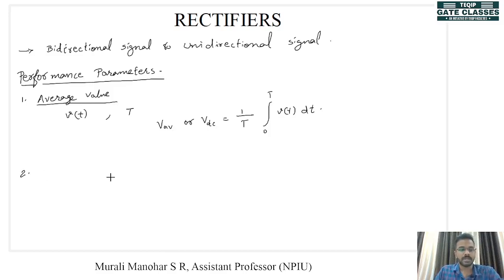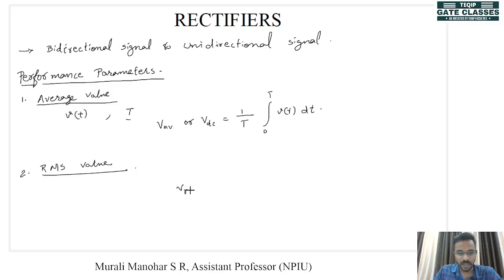Second performance parameter is called RMS value, and you know this RMS is root mean square value. So we have a signal that we discussed earlier, given by a function in time as V of t, and it has a time period T. When you want to find out the RMS value, you have to look at the definition. The definition is root mean square value, and go from right to left.